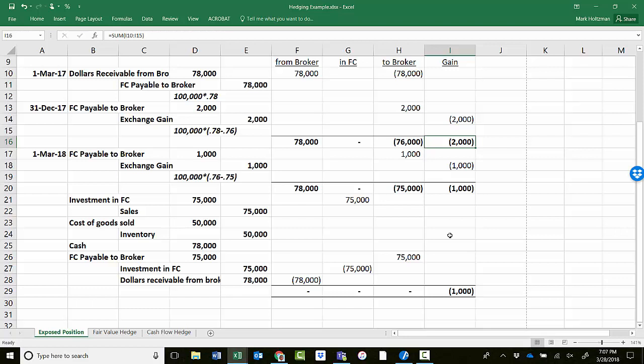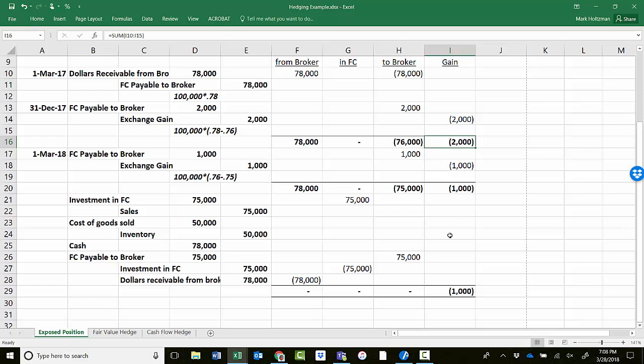I also record my cost of goods sold, debit cost of goods sold, credit inventory. So you can see here there's 25,000 in gross profit. And now I have 100,000 euros on my books. I give the 100,000 euros to the foreign currency broker.